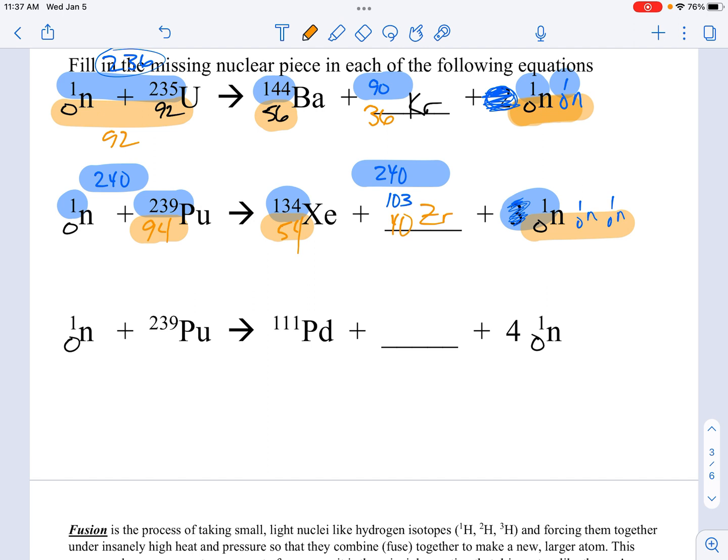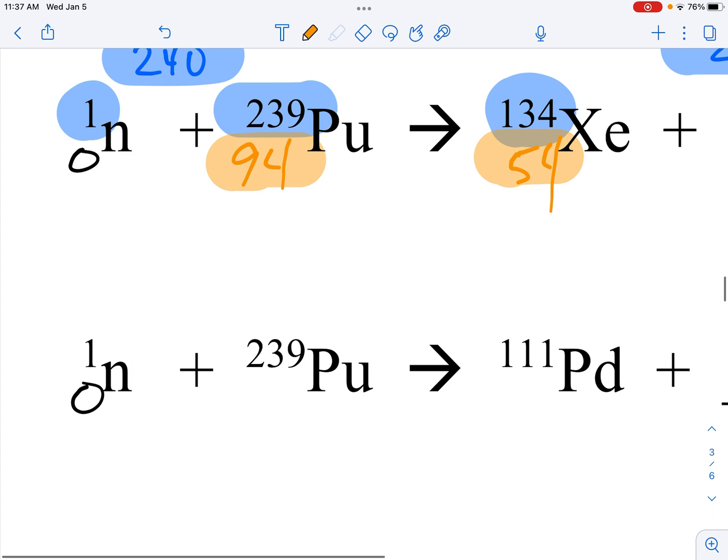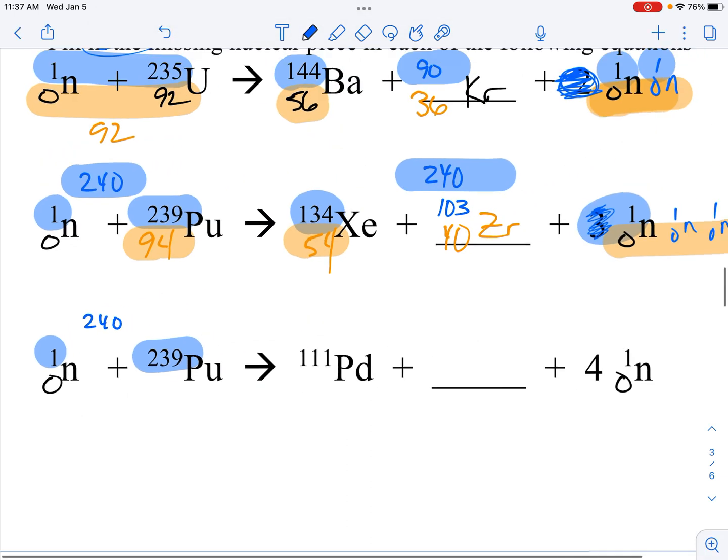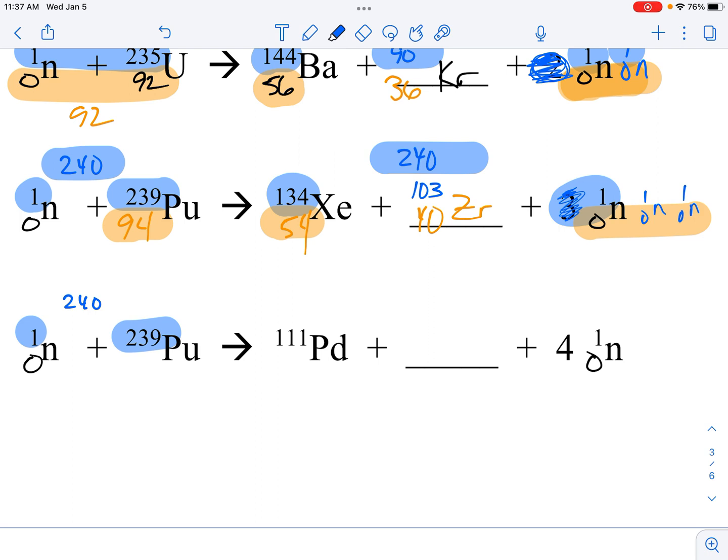Okay, let's see. Our last one here is another one of these plutonium-239s. So the 1 and the 239, again, go together to make a 240 up top. Everything on the right then has to equal 240. I've got a 111, and then 4 groups of 1, so really that's 115. So that's 240 minus 115 gets me 125. So my top number is 125. And then my bottom number down here is whatever plutonium is and whatever palladium is.